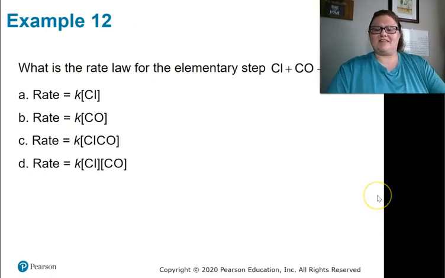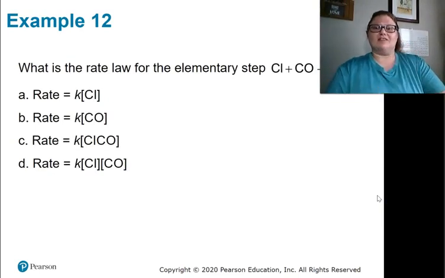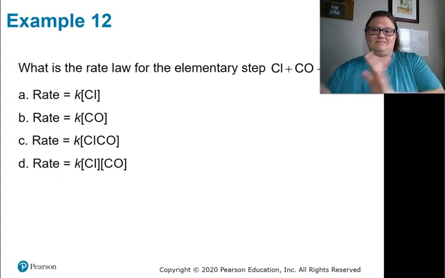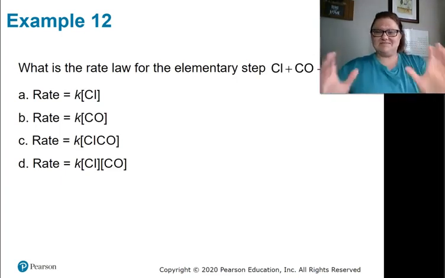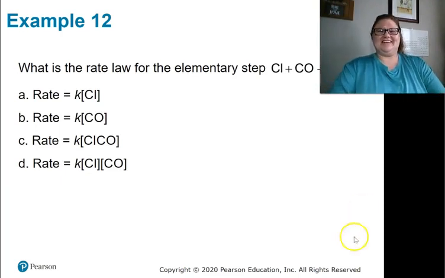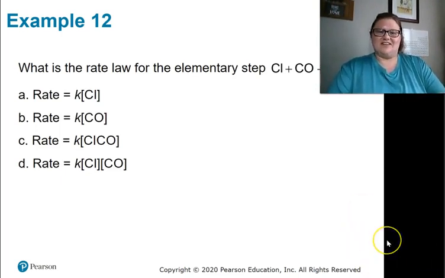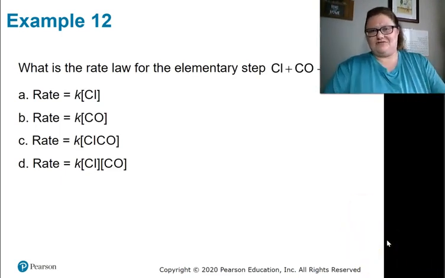All right, example 12. I believe this is our last one, right? So let's knock this out. What's the rate law for the elementary step? Chlorine plus carbon monoxide yields chlorine, carbon monoxide, I'm not sure what that would be named, complex molecule. Okay, think about it, look at the choices that you're given, and then we'll go over it.